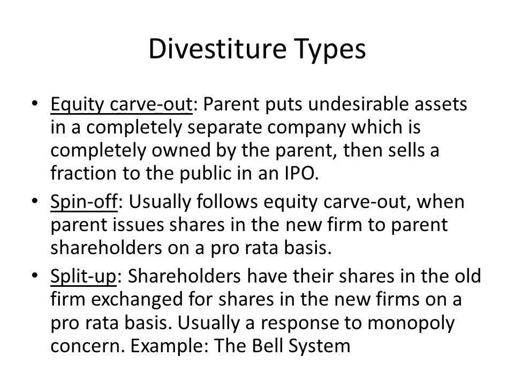Now, divestitures can take different forms. You could have an equity carve-out, which is where the parent puts undesirable assets in a completely separate company, which is completely owned by the parent, and then sell a fraction in that separate company to the public via an IPO. Now, what does that do? That provides a publicly known value for the firm, at which point the parent firm could spin off the separate company following an equity carve-out. This is when they issue shares in that new firm to shareholders of the parent company on a pro rata basis. What does pro rata mean? It means if you own 10% in the parent company, you'll also wind up owning 10% in the new company.